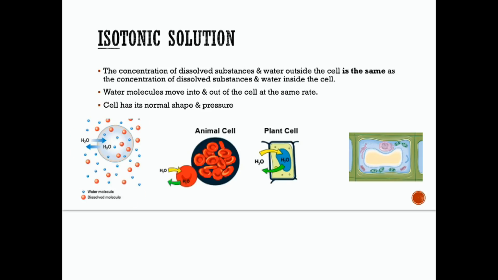Same concentration. And if you look at this animal cell and plant cell, notice the arrows again. Same amount of water is going into and out of the cell, a normal, constant rate. If you look at this picture of a plant cell, it has a normal shape and pressure. It's the rectangle shape. The cell membrane looks normal. The vacuole looks normal. Everything is happy.